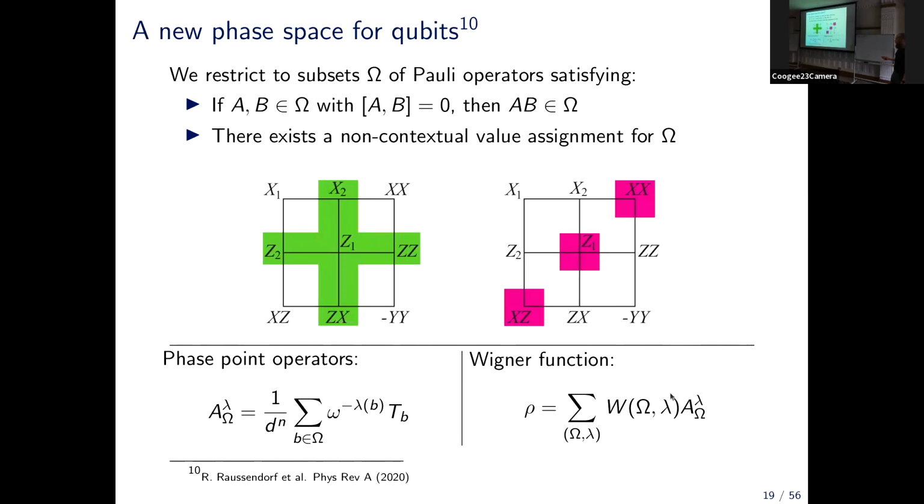But the representation of the states is the same. It's just you expand a state as an affine mixture of these phase point operators. But since these are overcomplete, this representation isn't unique anymore. So there could be many different ways of choosing this decomposition. But other than that, everything is the same. So you still get deterministic update rules for these things under Clifford gates and probabilistic update rules under Pauli measurements. And so you end up with a classical simulation algorithm that looks exactly the same as before. The only difference is this representation of the state isn't unique.